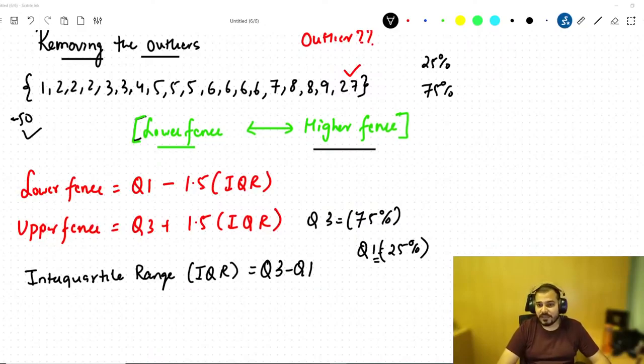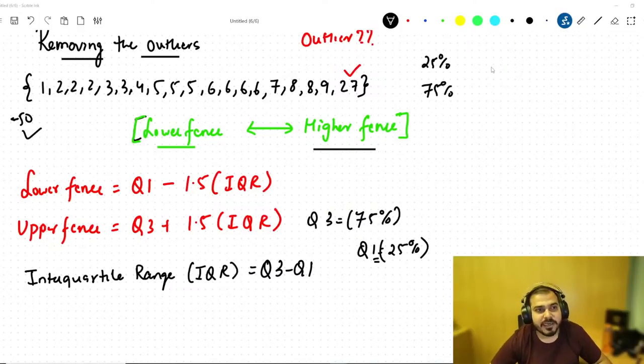Yes, 1.5 is fixed, guys. Tell me quickly what is the 25th percentile and what is the 75th percentile. We did it right now. Very simple, no? 25th and 75th percentile.